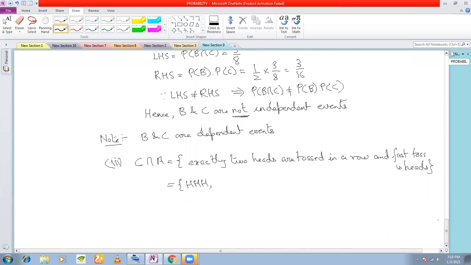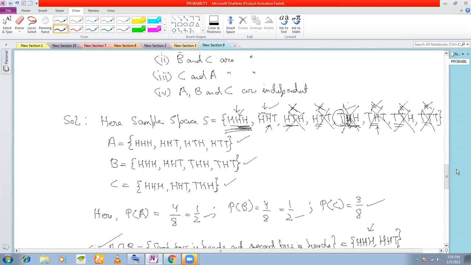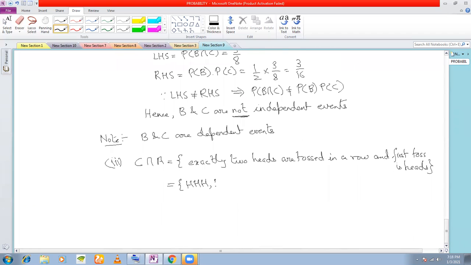So you have only HST and HHT. HST was there. HHT. Fine, only two. So therefore, what is P of C intersection A? Probability of C intersection A is 2 by 8, which is 1 by 4. So also, what is PC? PC is 3 by 8. If you check above, PC was 3 by 8, right? And PA was half.